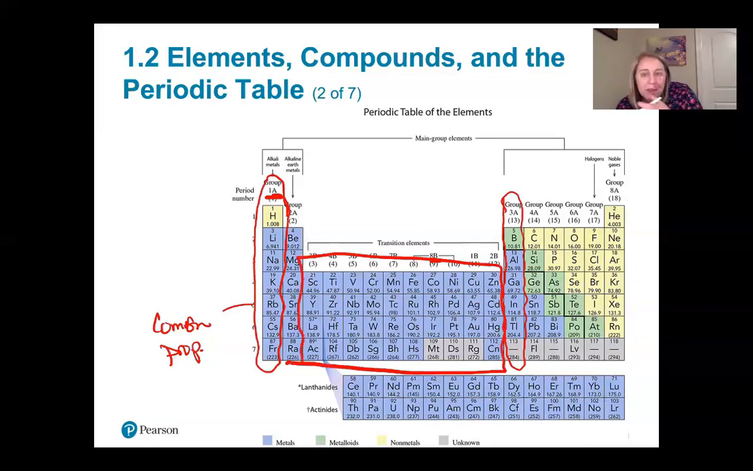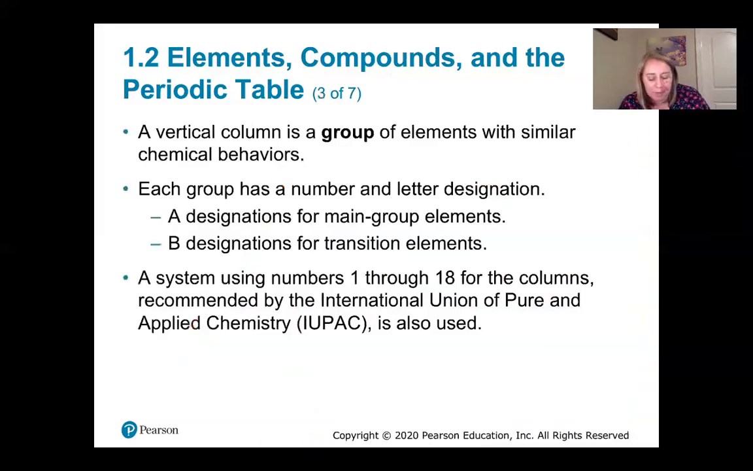And then as we move down the periodic table, we're getting some different properties, right? Look at the very end, our group 8A. These are noble gases. All of these that are in this column, or this group, all behave very similarly. That's why we give them a common name, like noble gases. So every group has a number and a letter designation. A is for main group elements. B is for transition elements.